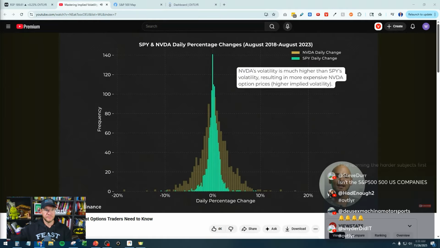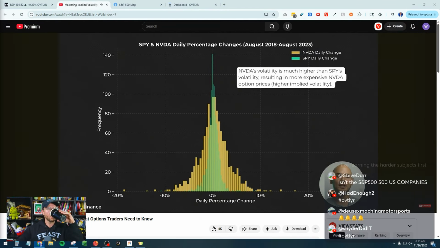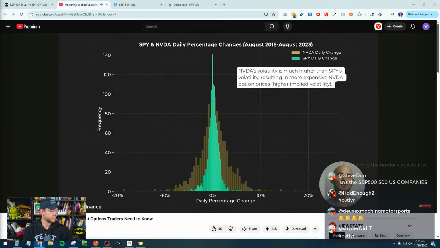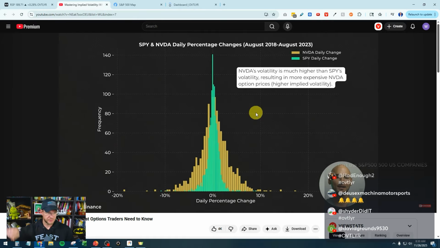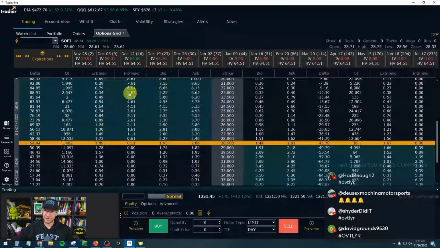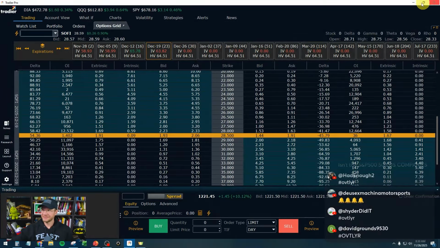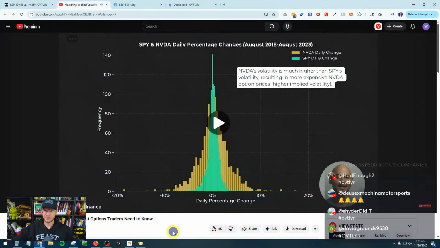And we can see that the daily price changes of SPY are much tighter, much lower than the daily price changes observed in NVIDIA. So NVIDIA's stock volatility is much higher than SPY's stock volatility, which results in more expensive NVIDIA option prices and therefore higher implied volatility, aka higher option prices, because there's greater uncertainty. Everybody got it? See how this all tracks together here? Greater uncertainty, and where does that go? That goes in the extrinsic value, which is our uncertainty value. Cool, that ties it all together, NVIDIA as compared to SPY.